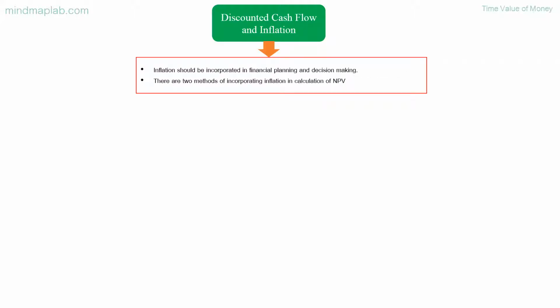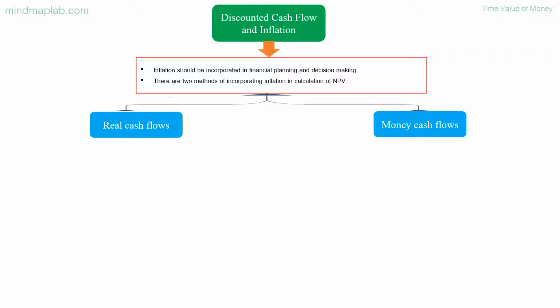Discounted cash flow and inflation. Inflation should be incorporated in financial planning and decision-making. There are two methods of incorporating inflation in calculation of NPV. Real cash flows, and money cash flows. Real cash flows. The cash flows expressed in today's price terms. They ignore the expectations of inflation.